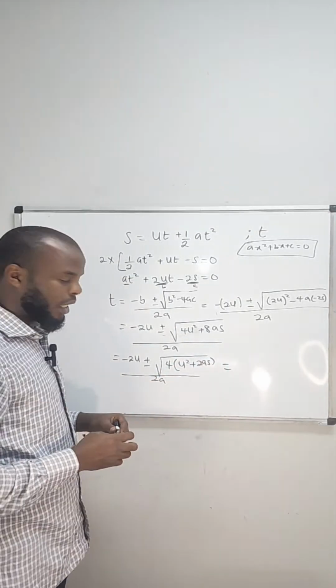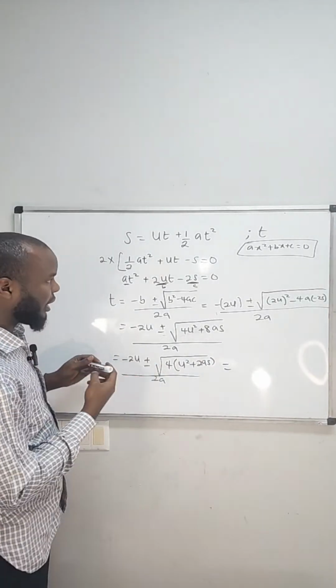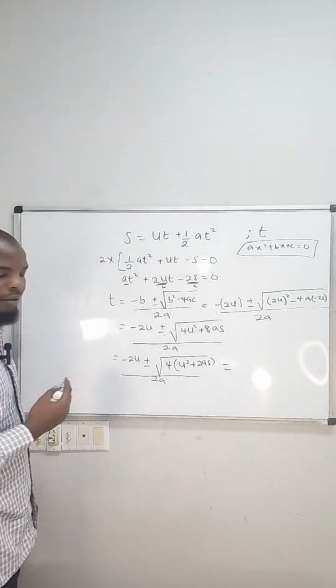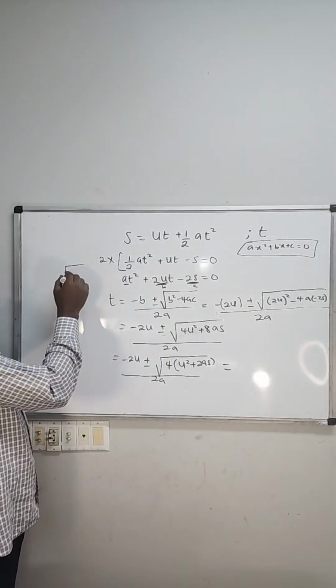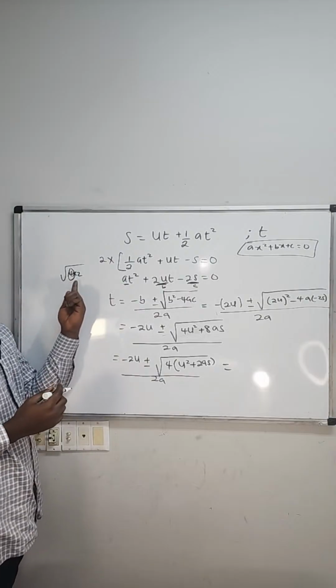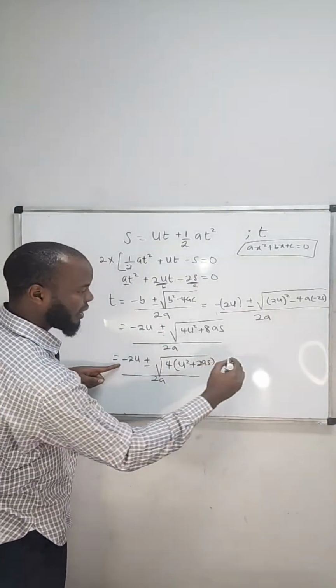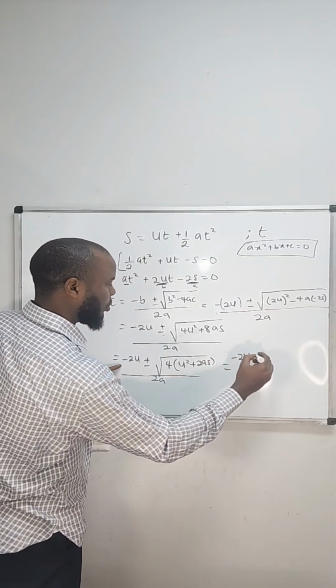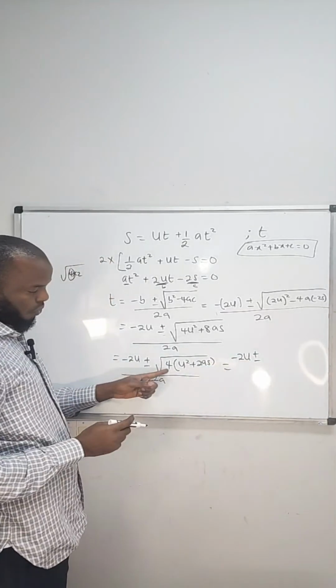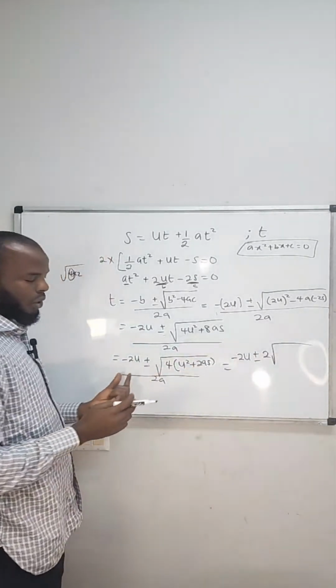Okay? Now, if you have a very good look at this, there's something in mathematics. If you have 4 times 2, you can find the square root of the 4, which is the rule of thirds. So we can do the same thing here. So here we have negative 2u plus or minus the square root of 4, which is the same thing as 2. So you are bringing it out of the square root.